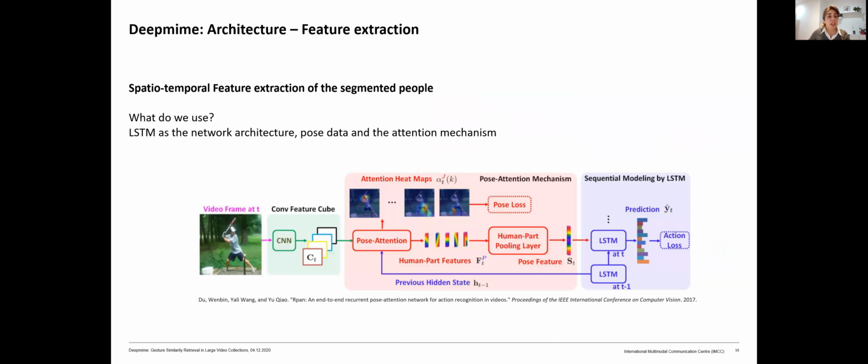In our system, we use the LSTM network. So LSTM is a network that takes multiple frames into account, and the feature vector that you have at the end contains all the information of the previous frames as well. In addition to the LSTM network for the feature extraction, we use OpenPose for the skeletal information, and also the attention mechanism.